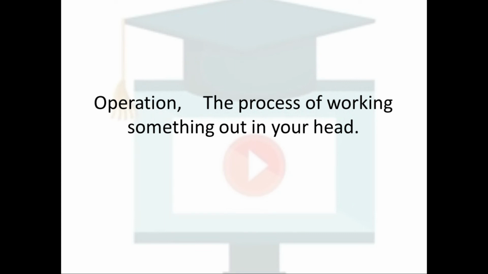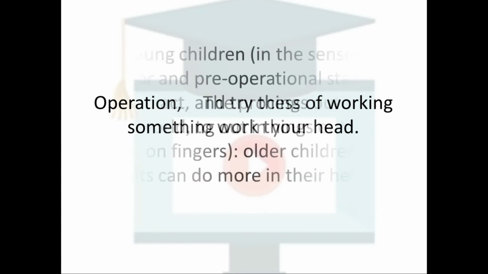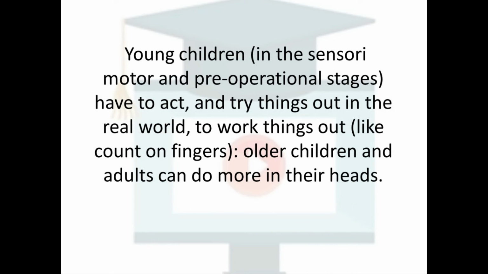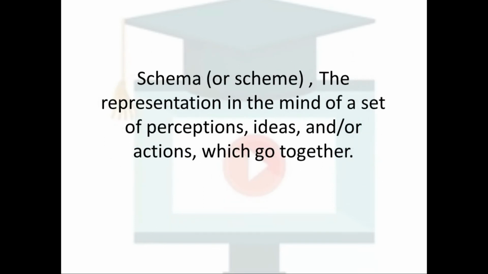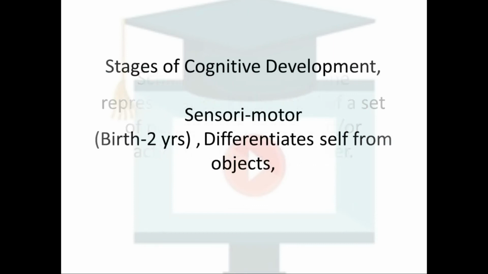Operation, the process of working something out in your head. Young children in the sensorimotor and pre-operational stages have to act and try things out in the real world, to work things out like count on fingers. Older children and adults can do more in their heads. Schema or scheme, the representation in the mind of a set of perceptions, ideas, and/or actions, which go together.